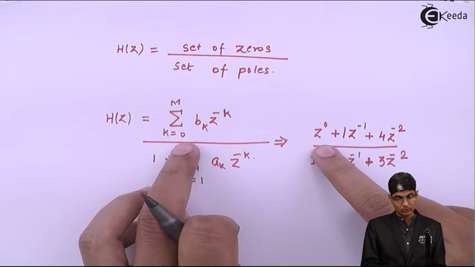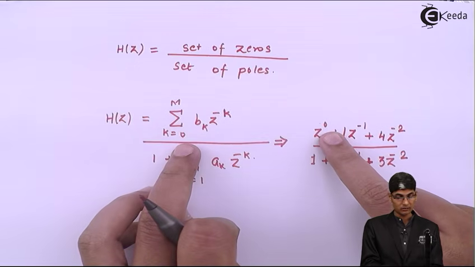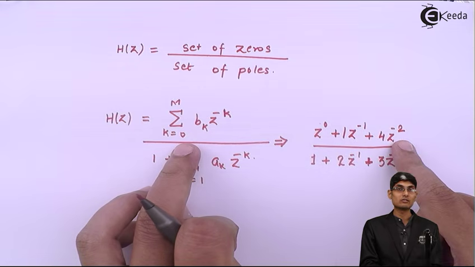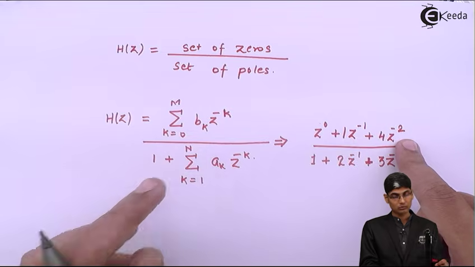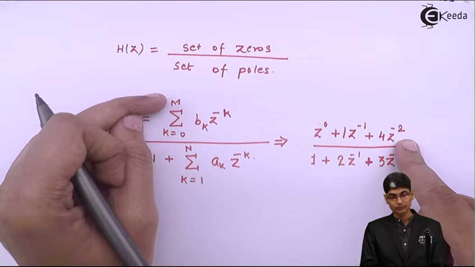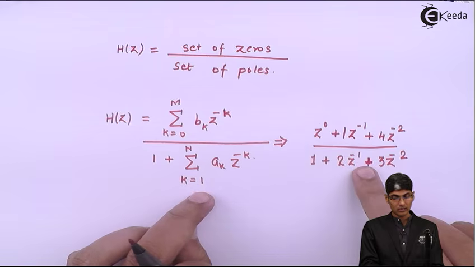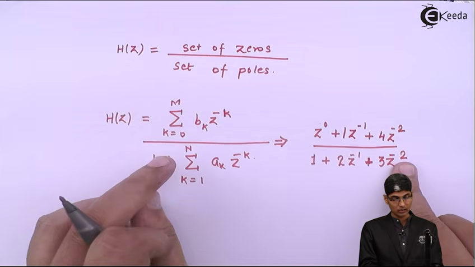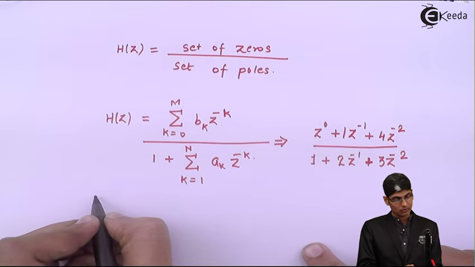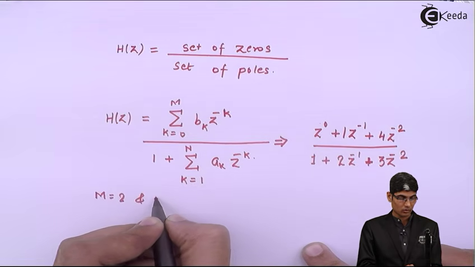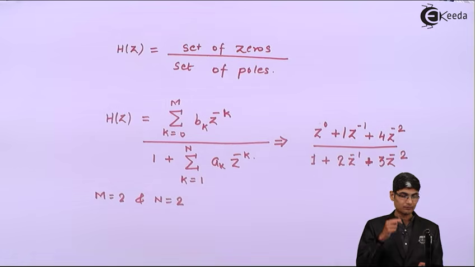Now here if I put the value of k, you see k is equal to 0 in this case, here k is equal to 1, and here k is equal to 2. So the maximum value is 2. So k is going from 0 to 2. Whereas here I have 1, then here k is equal to 1 and here k is equal to 2. So here N is also equal to 2. So now in this case our M is equal to 2 and N is also equal to 2.